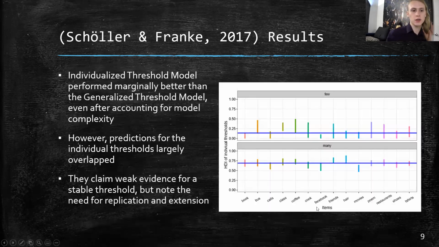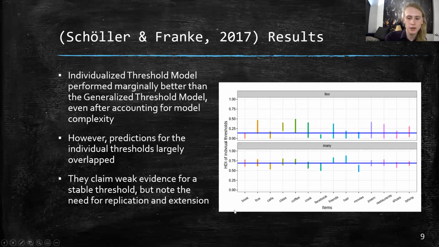All right, so their results. In terms of the metrics for the goodness of fit of the models, the individualized threshold model performed marginally better than the generalized model, but the difference was not significant. So the other form of evidence that we can find for a stable threshold is in taking a look at the overlap in the credible intervals of the individualized thresholds.